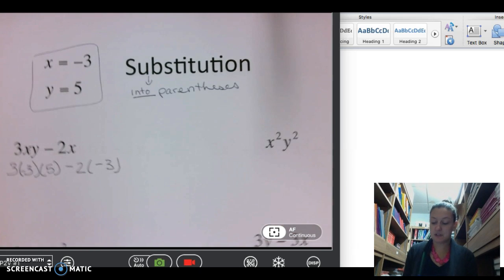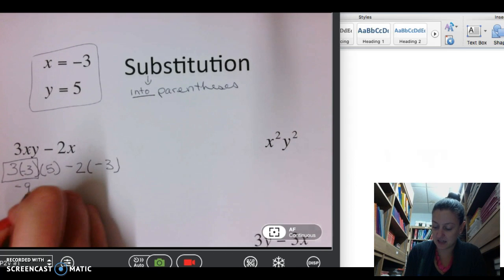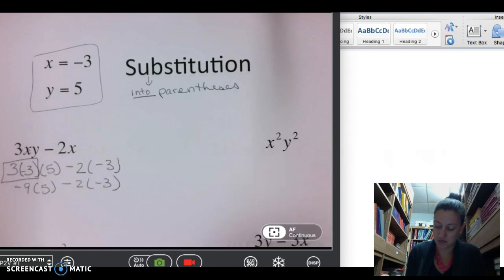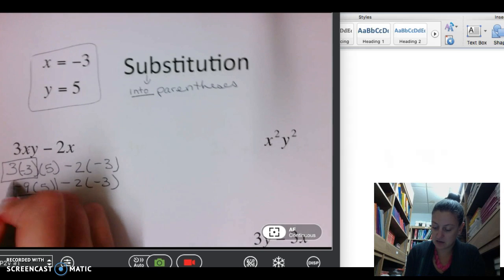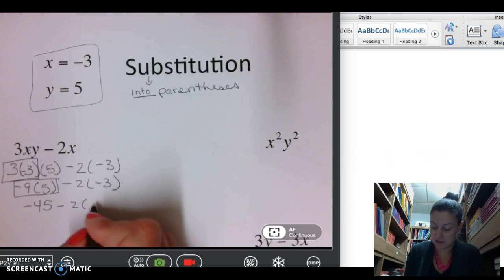So the first step is groupings. There are no groupings here. All the parentheses mean multiplication, so there's nothing to simplify. Exponents. Now multiplication from left to right. This is -9 times 5 minus 2 times -3. This is -45. Minus 2 times -3.